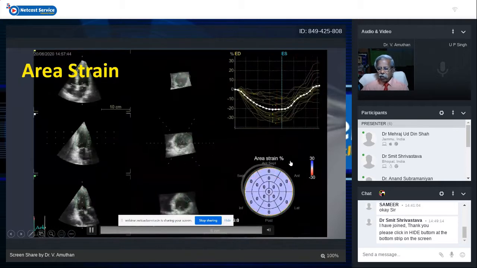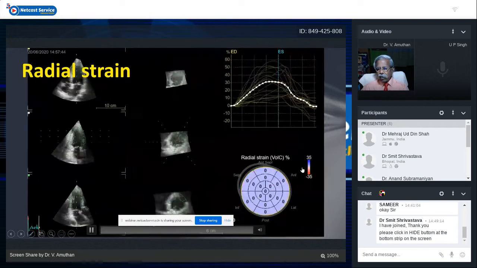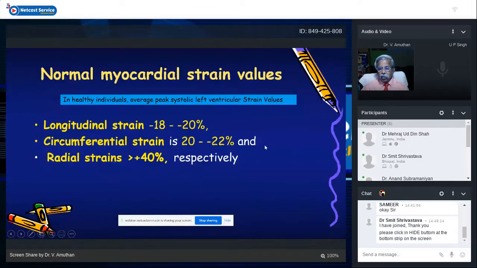Then you have the circumferential strain and the area strain, which are available, and the radial strain is also available from this single beat. So the normal values for the 3D longitudinal strain is -18 to -20. Circumferential strain is -20 to -22, and then radial strain is a positive strain of more than 40.